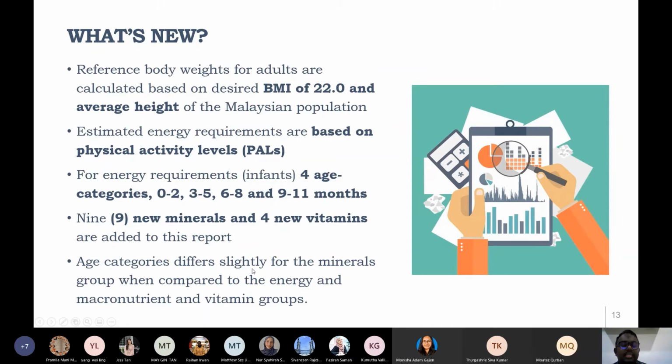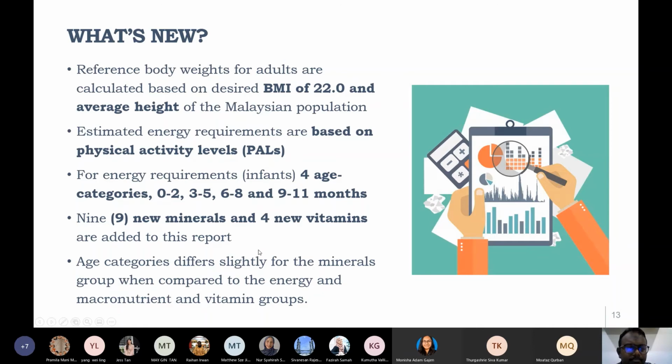And the age categories differ slightly for the minerals group when compared to the energy, macronutrient and vitamin group. The reason is that we do not have data on mineral intake, so we have to adopt from other recommended nutrient intakes outside. So we have to follow the age groups in the recommendations from outside countries. Okay.